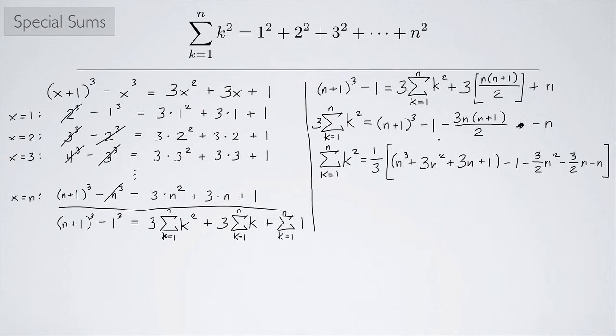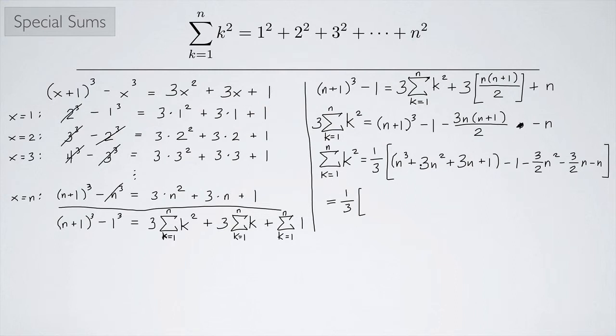Okay, so I think that's right. Let's make sure I distributed the minus sign here: 3 halves n squared, and then the minus sign again, 3 halves n, when you multiply the 3n over 2 times the 1, and then a minus n. Looks good. Okay, so this sum equals 1/3 times, and now I can combine some like terms here.